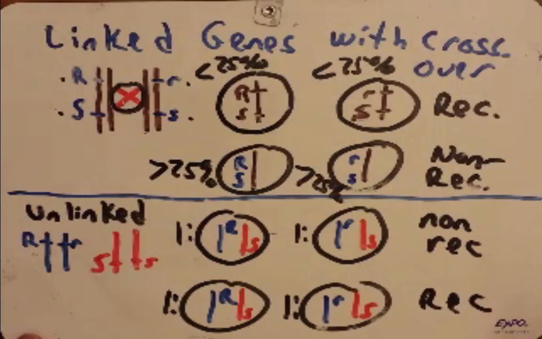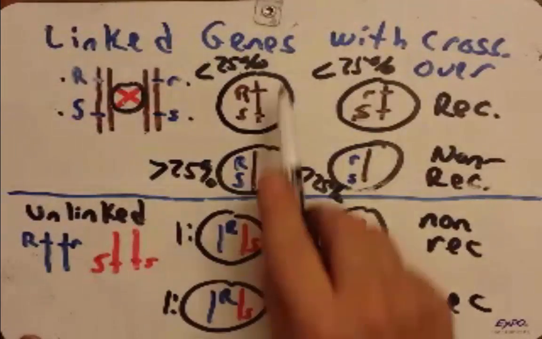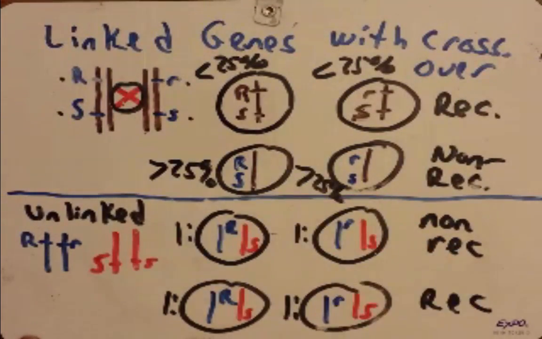And a bit of a spoiler alert, when we start looking at distance between genes, that's what we're going to be looking at. How often do we get these recombinant progeny? Alright, well don't tell anybody though.